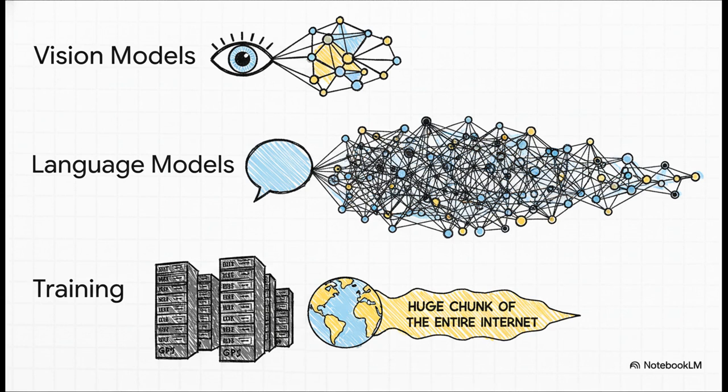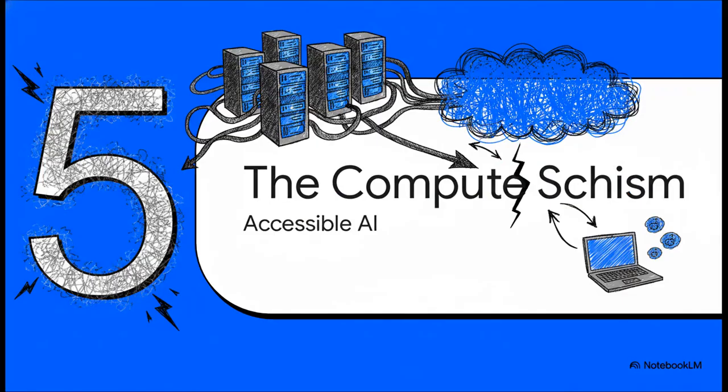Vision models have tens or hundreds of millions of those tunable knobs, the parameters. But the largest language models, they have hundreds of billions of them, and they're trained for months on end using thousands of GPUs, crunching through datasets that represent a huge slice of the entire internet. But this creates a huge problem, what the source material calls a compute schism.